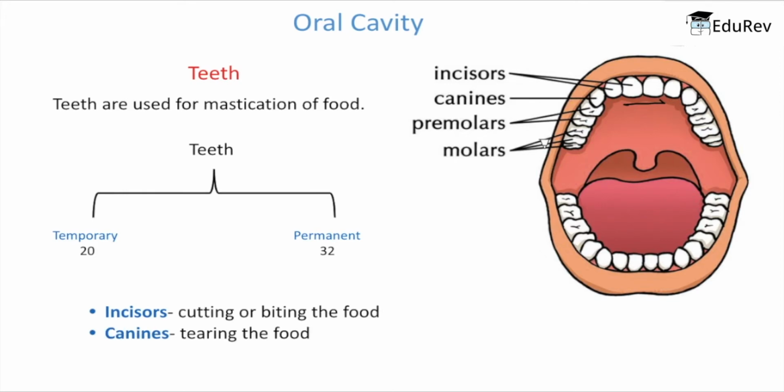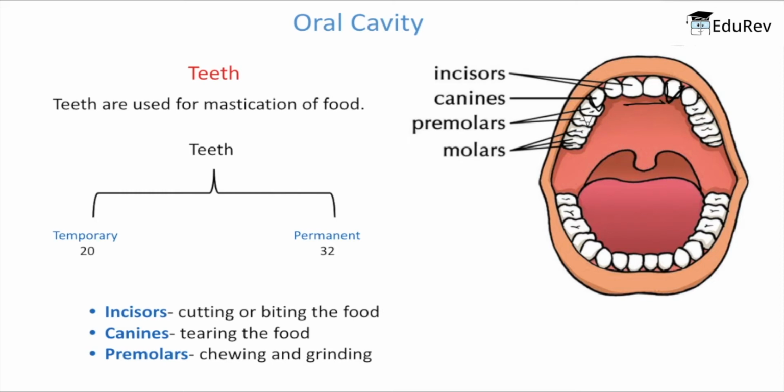Now next comes the canines. Canines are little pointed. Because these canines are pointed in their shape, their basic function is the tearing of food, for example, if you're eating meat or any non-vegetarian food. You might have seen lions and tigers, whose teeth are very pointed. The type of teeth these animals have are canines, and they are basically used for the tearing of food only.